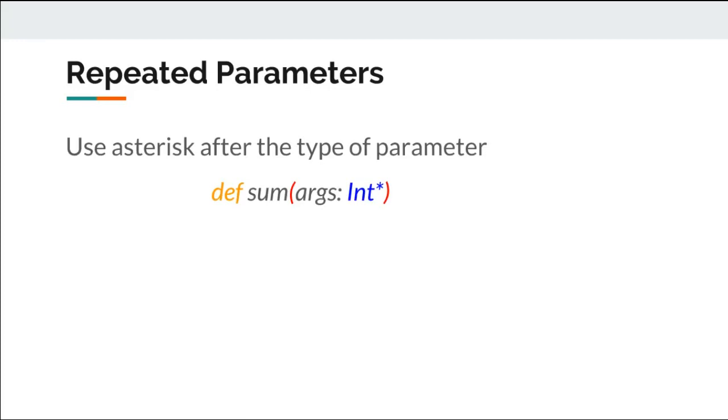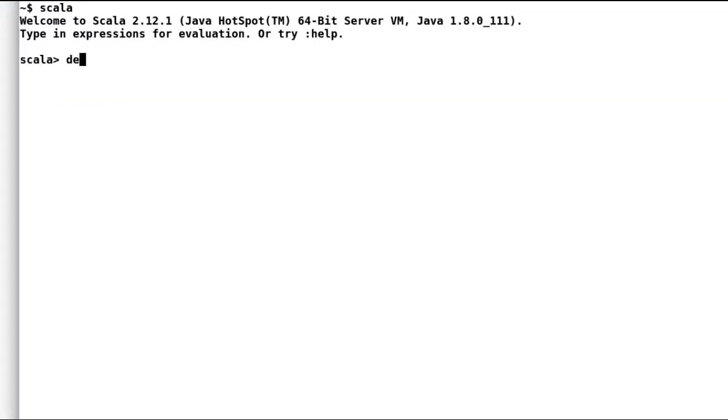Let us see repeated parameters in action. I will declare a method showParameters that would print all the incoming parameters to our method. The method would take input as repeated parameters of string and will print them all.